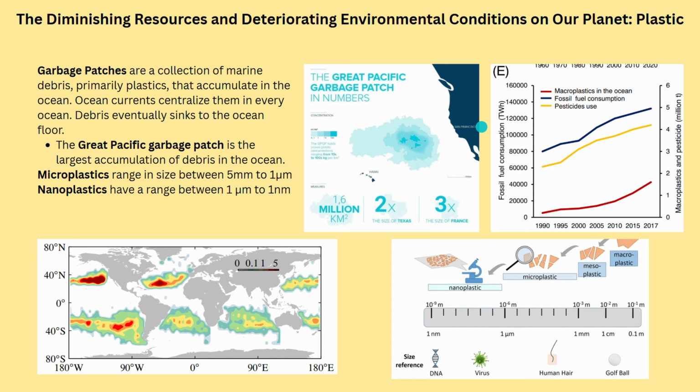Lastly, I wanted to show you this figure 1e from the paper. Across time, microplastics in the ocean are going up. It's actually exponentially increasing, from the exponential we've been seeing all along in this presentation. We can see that pesticide use is steadily increasing, and we can see that fossil fuel consumption is also steadily increasing from 1990 to 2017.